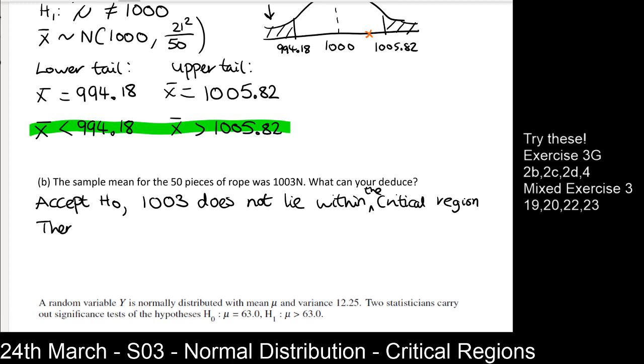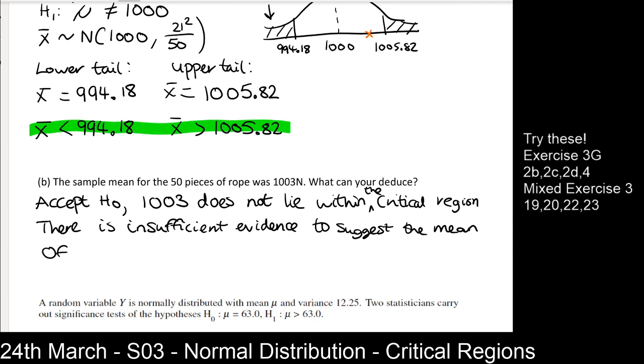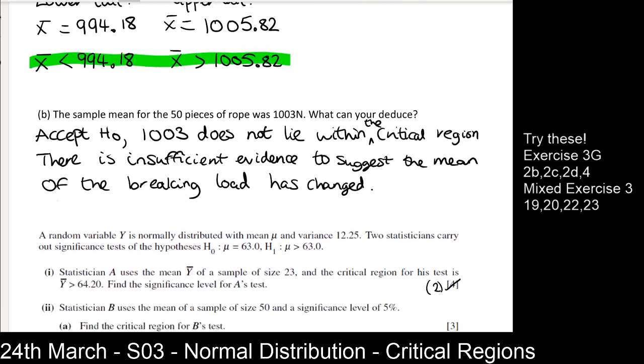So there is insufficient evidence to suggest the mean of the braking load has changed. Again, context: reference the braking load, or the tension. It's important that you use that key context that's given in the question.